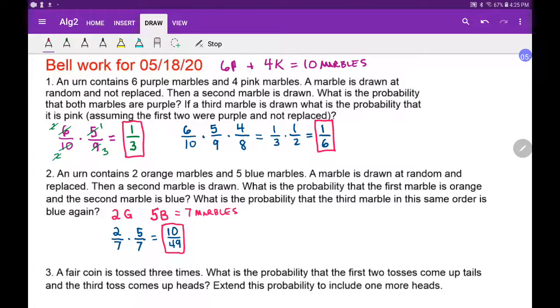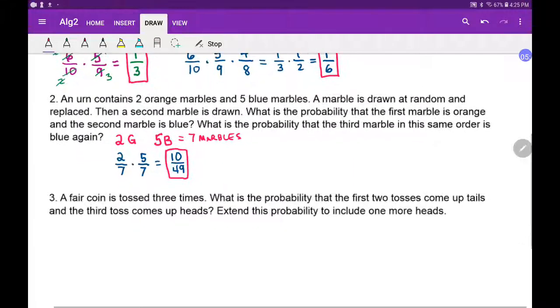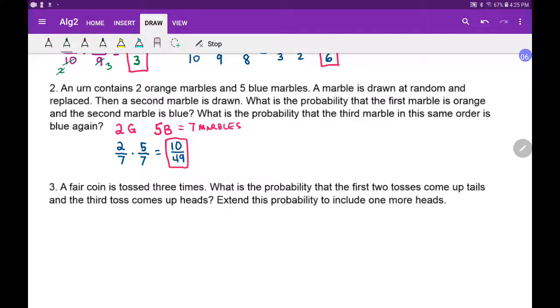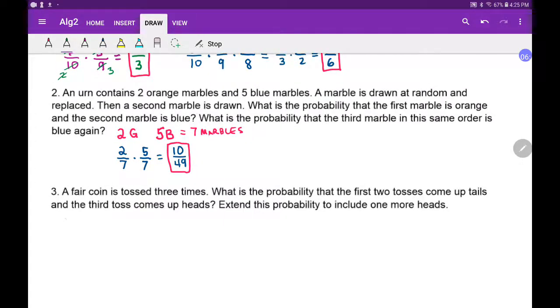Anyway, there's the first answer. A fair coin, nobody rigged it, is tossed 3 times. What is the probability that the first 2 tosses come up tails and the third toss comes up heads? Well, the first 2 tosses come up tails. What's the probability of tails? 1/2. And then it happens again. The first 2 are tails. That's 1/2. And the third toss comes up heads.